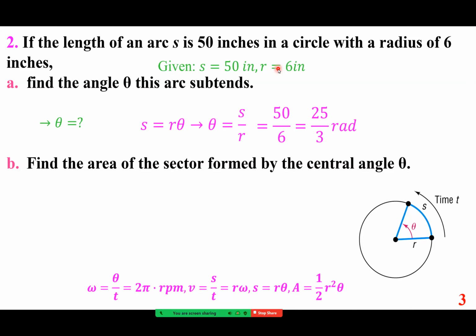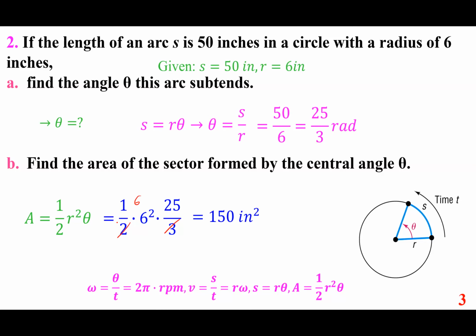Precise answer. The area of a sector is half of r squared theta. So 1/2, replace the r with 6, theta with 25 thirds. So 6 squared, there are 2 sixes. One of them goes away because 2 times 3 is 6. So 6 times 25, 150 inches squared. Simplify.